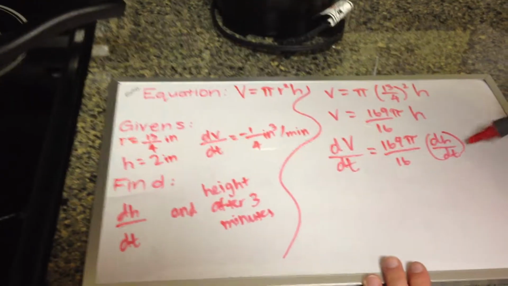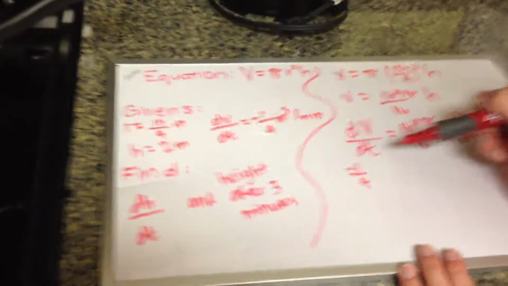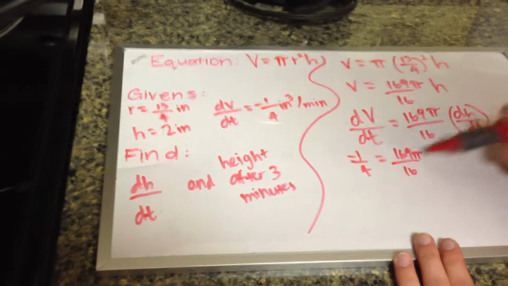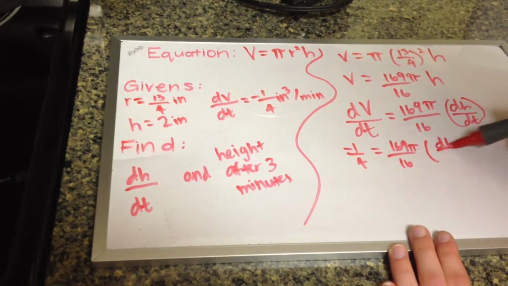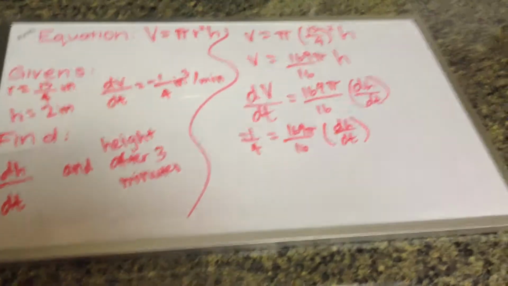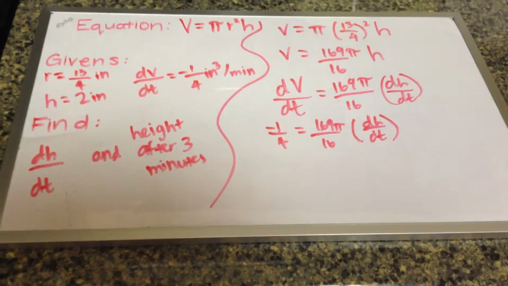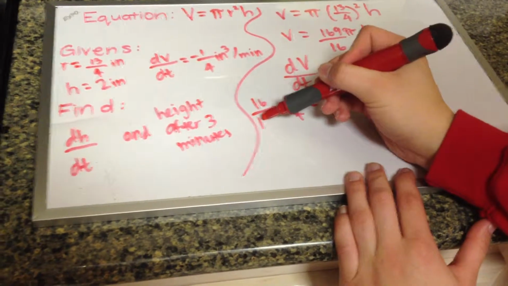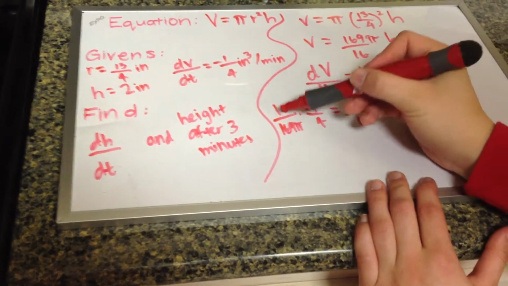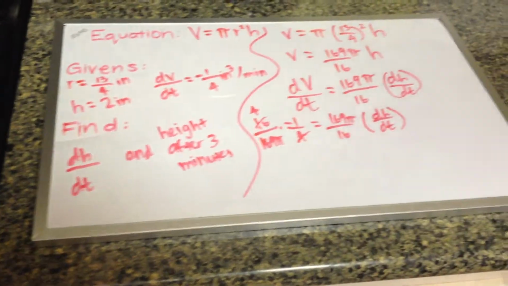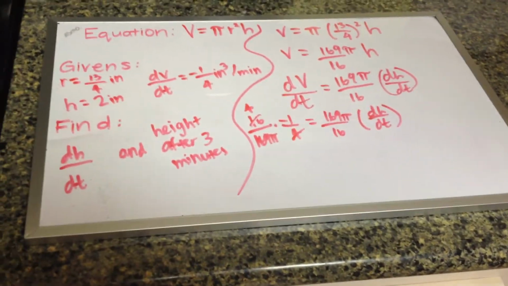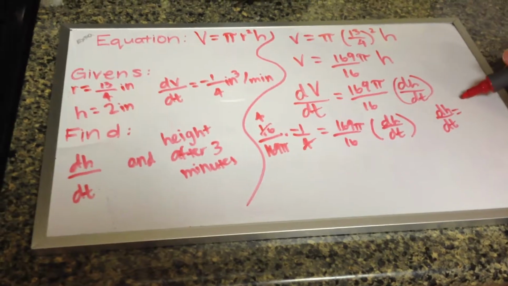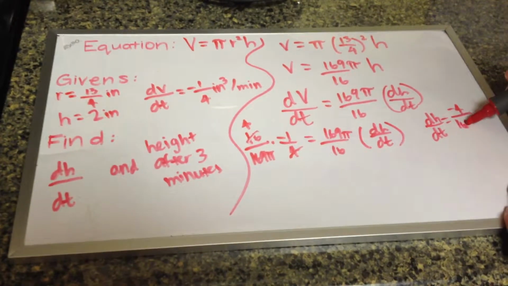And then you can plug in your change in volume over time, which is negative 1/4 cubic inches per minute. And then you get change in height over time alone by multiplying 16 over 169 pi to both sides, and getting rid of it on the other side. And you end up with change in height over time equals negative 4 over 169 pi inches per minute.